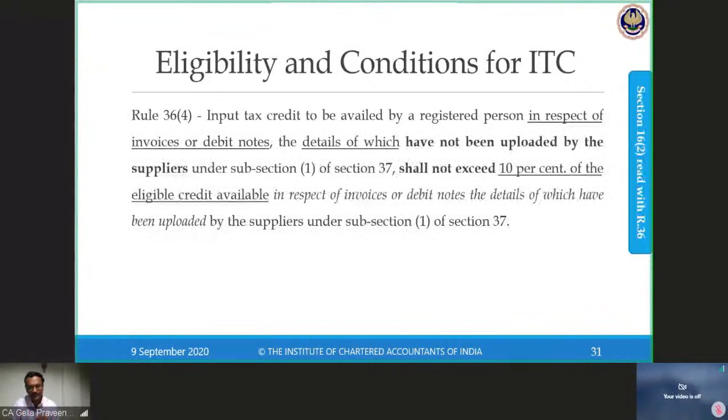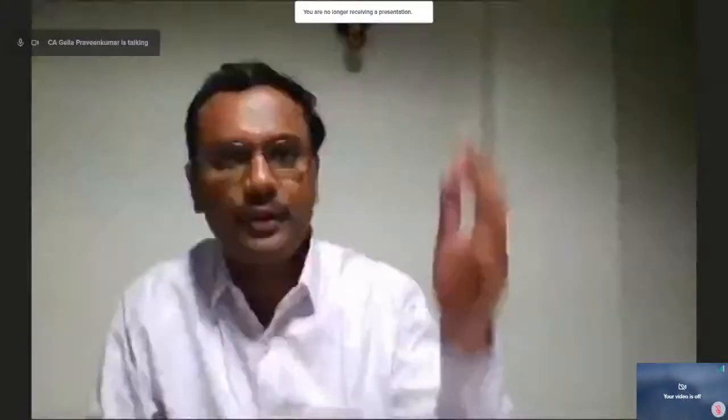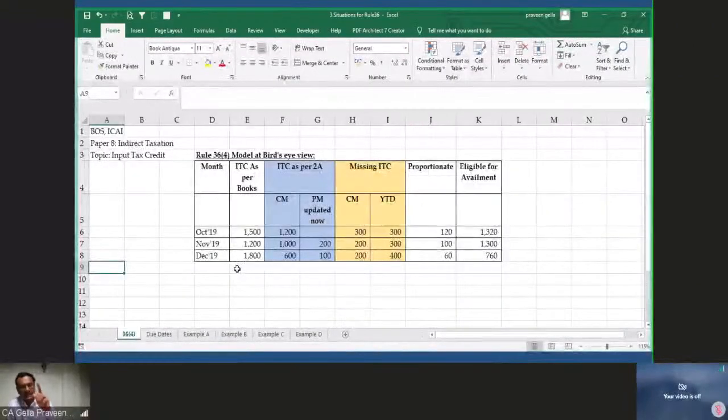What I will do, I'll come to my Excel file. I request all of you to come back to the Excel file which I have shared with you. In the Excel file, come to the sheet 36 sub rule 4. There is a sheet named 36 sub rule 4. Once you open this sheet, please let me know. Then I'll start my explanation. Open this Excel file, come to sheet 36 sub rule 4. Then let me know in the window box. I'll explain that.